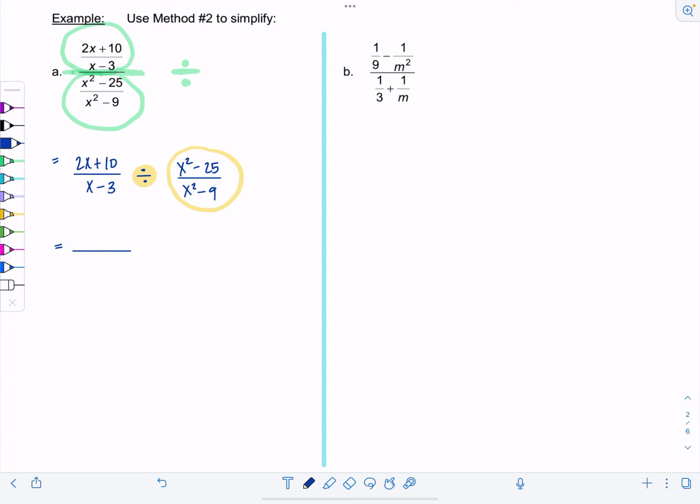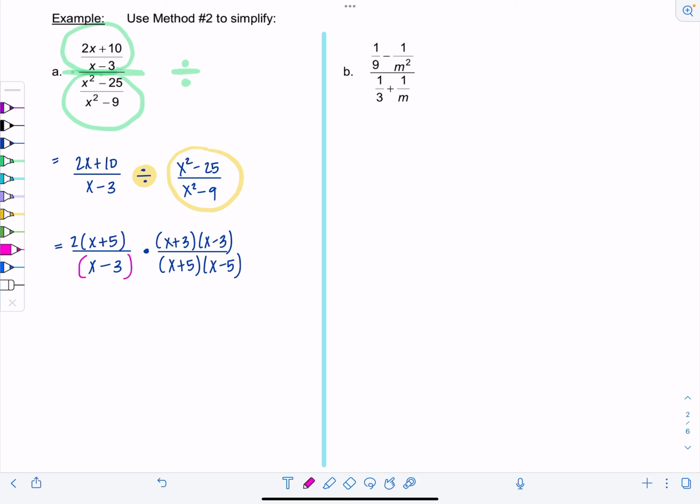So instead of writing 2x plus 10 in the numerator, I'm going to write 2 times x plus 5 over x minus 3, times, and then we would have here x squared minus 9 in the numerator, but that's just x plus 3 times x minus 3. And then we also have x squared minus 25 in the denominator, but that's just x plus 5 times x minus 5. See how nice? Now everything is factored, and we can go ahead and start canceling any common factors if they're on opposite sides of the fraction.